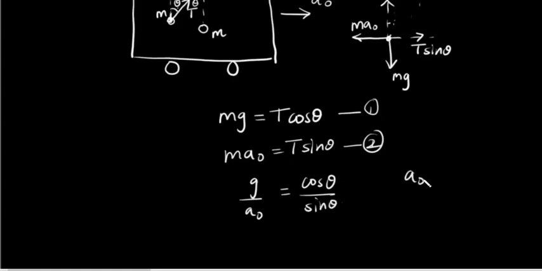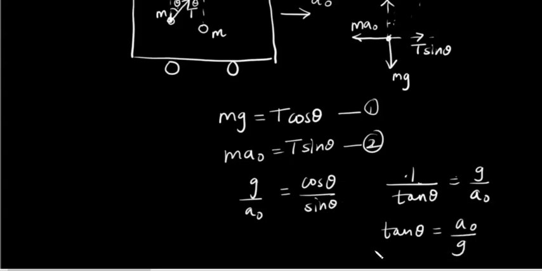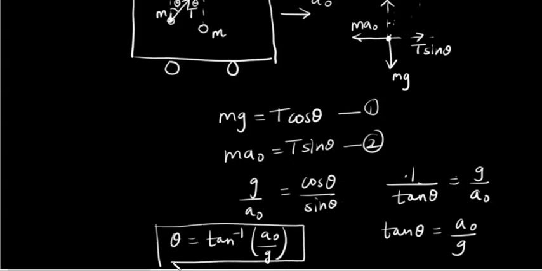So what is a0? This is cot theta, or we will take tan theta. So 1 by tan theta is equal to g by a0. So tan theta is equal to a0 by g. So theta is nothing but tan inverse of a0 by g. This is the angle theta that the ball will make with the vertical.